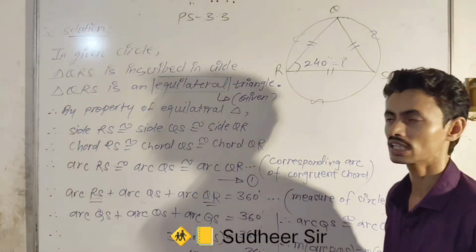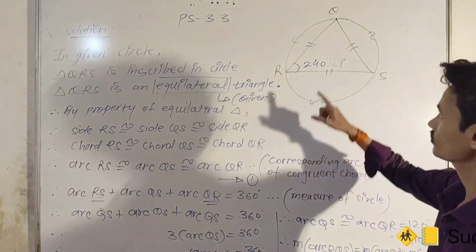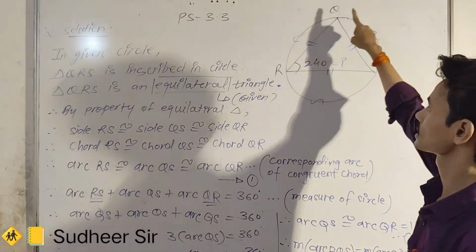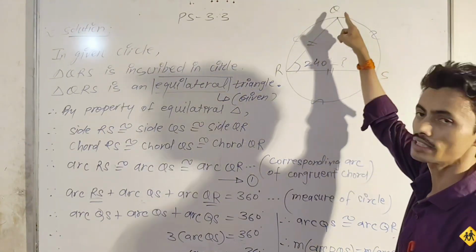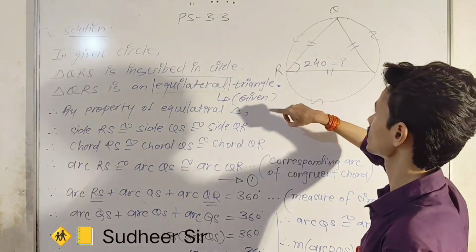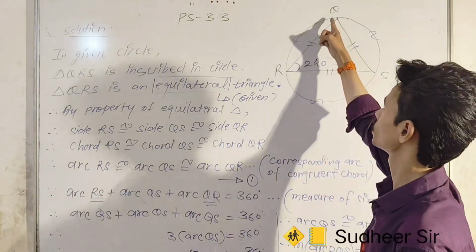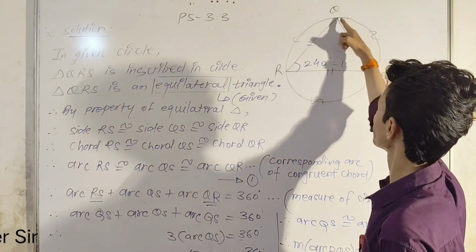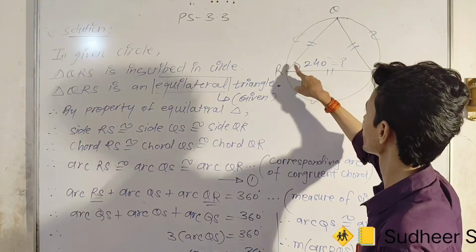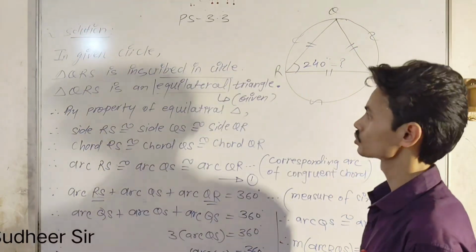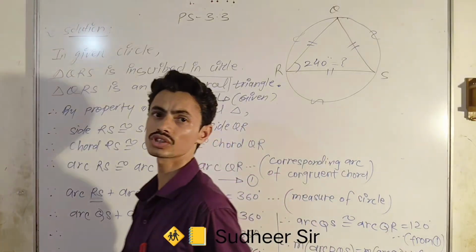So again I will repeat very quickly. Now, as we know that this is a circle in which an inscribed triangle QRS is given in the question. We were asked two things. Number one, we have to prove all arcs formed by these sides are congruent. And second, we have to prove this angle is 240. So how do we start?